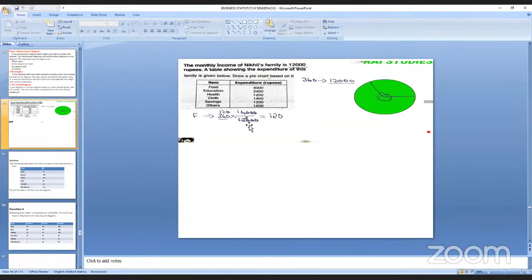Food is equal to 4,000, divided by total family income 12,000, into 360. So that is 120, which you can show in the pie chart. And education is 2,400 divided by 12,000 into 360. Are you getting my point? Yes, ma'am.